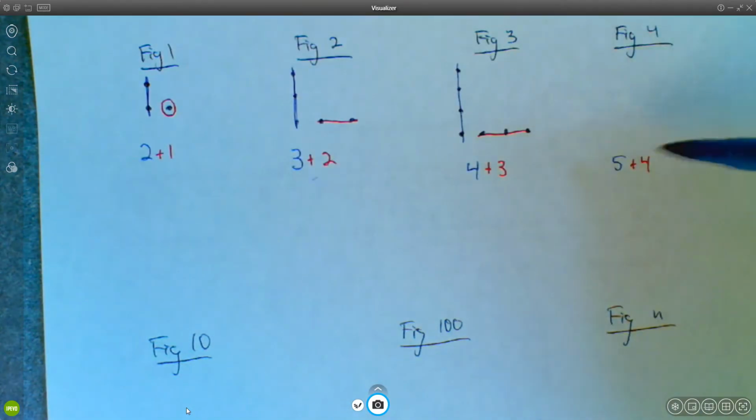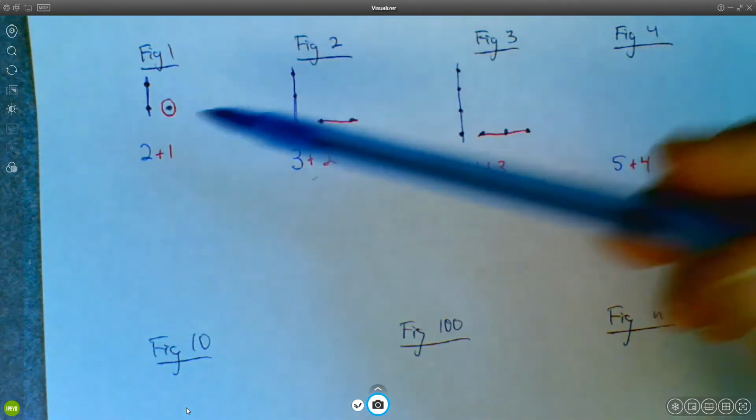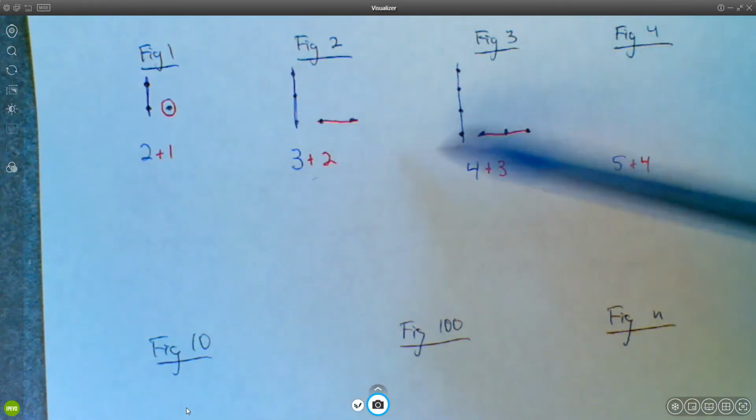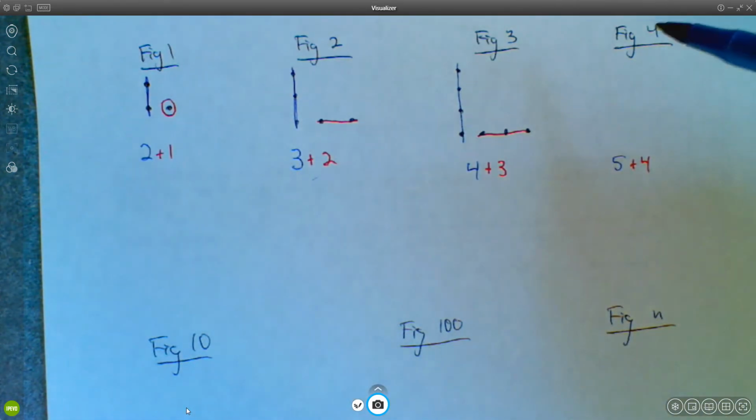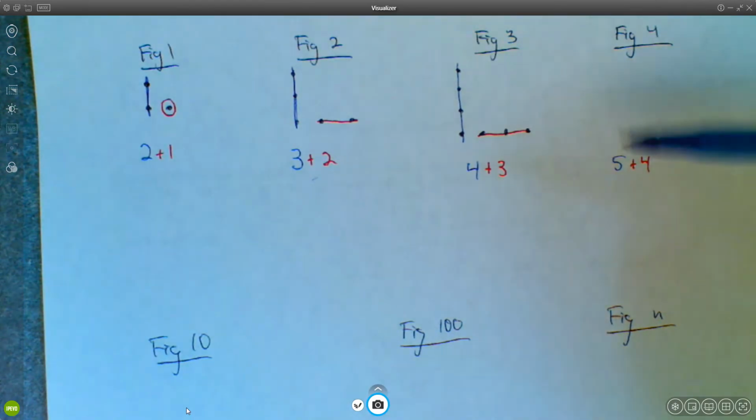So what I want you to practice doing is don't just count up. Don't say, well, I started at 2, so I went 2, 3, 4, 5, 6, 7, 8, 9, 10, 11, and then say that the next one is going to be 11. Try to see the pattern here.